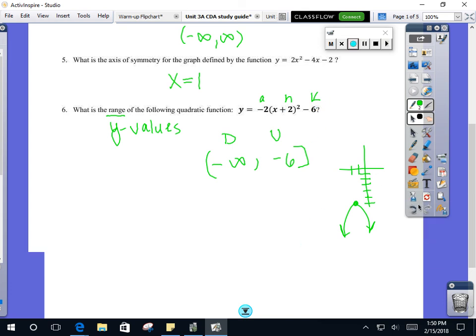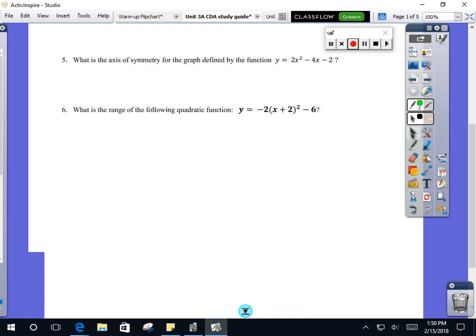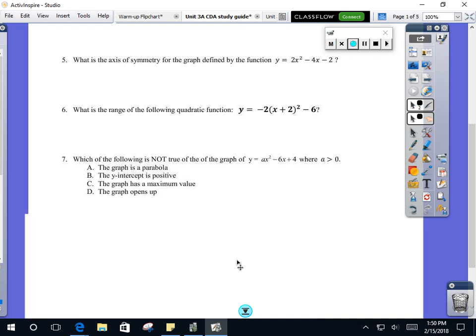Okay, number 7. Which of the following is not true of the graph y equals ax² - 6x + 4, where a is greater than 0? Okay, so a being greater than 0 means that you're going to have a positive a value. So if your a value is positive, is this graph a parabola? Yes, because it's squared, but we're looking for not true, so mark that one out.